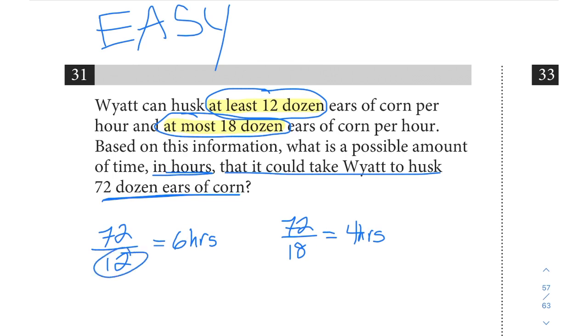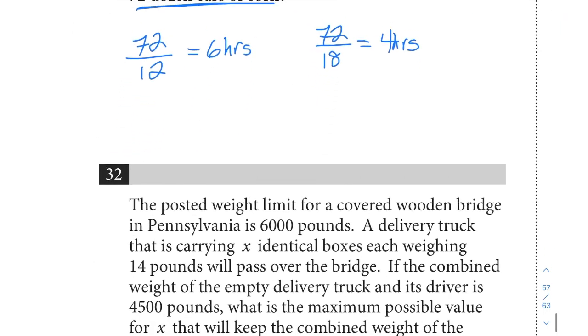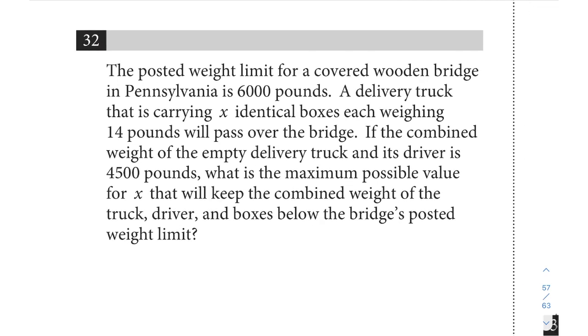If he is working a little bit slower, then the time's going to be a little bit higher. It takes longer if you're moving a little bit slower. But that's going to be our range. And so when they say what is a possible amount of time in hours, we can pick anything from 4 to 6. So if you want to be safe and go right in the middle, you can pick 5. You could pick 4. You could pick 6. This particular question is inclusive. You do want to be careful about that. But any of those answer choices that you bubble in within that range from 4 to 6 will be correct on 31.